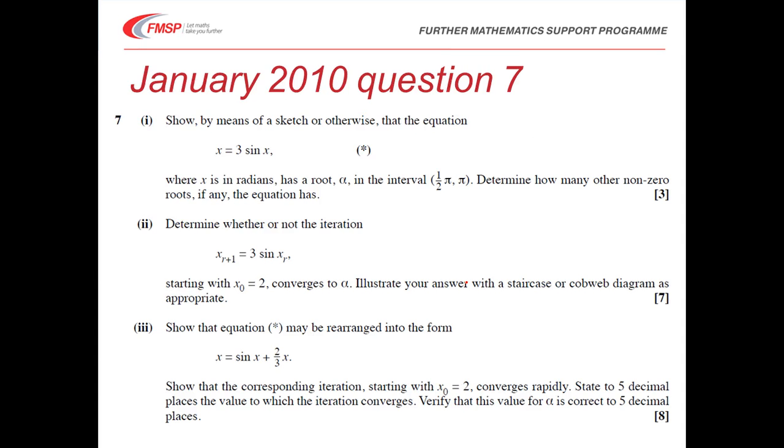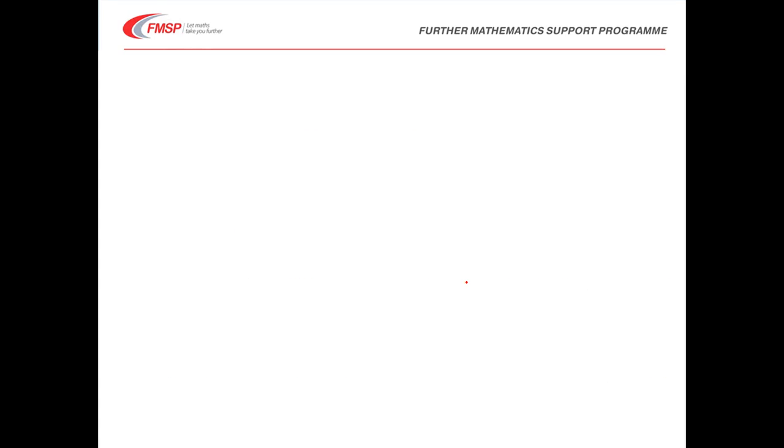The next question we're going to look at is January 2010, question 7, so this is in section B, and this is a far more involved question. So let's go through how we do this. First thing it asks us to do is to show that an equation has a root in the interval pi by 2 to pi by showing the graph. So I'm going to sketch the graph first, and I'll do that now. So put in my axes.